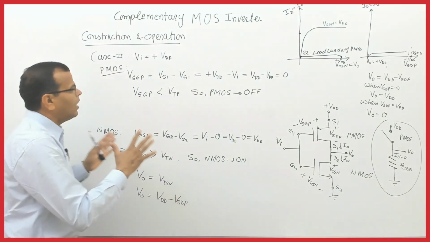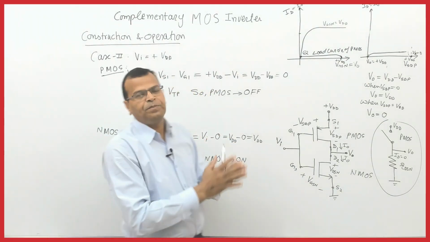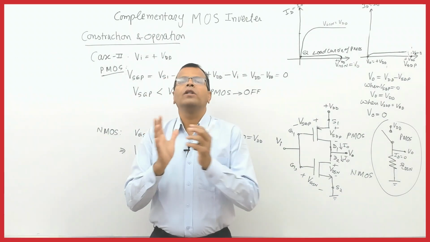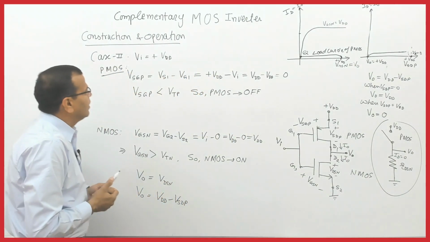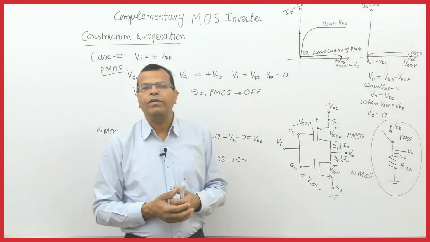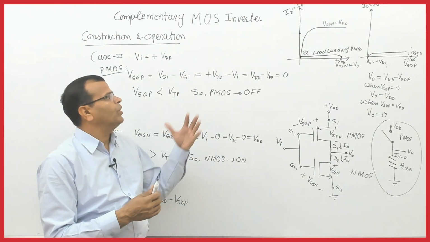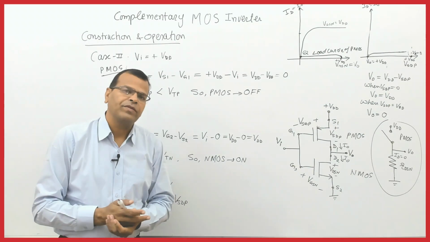So this is how the CMOS works. I hope the operation is clear. Now in the next lecture we will be going through the transfer characteristic of CMOS.